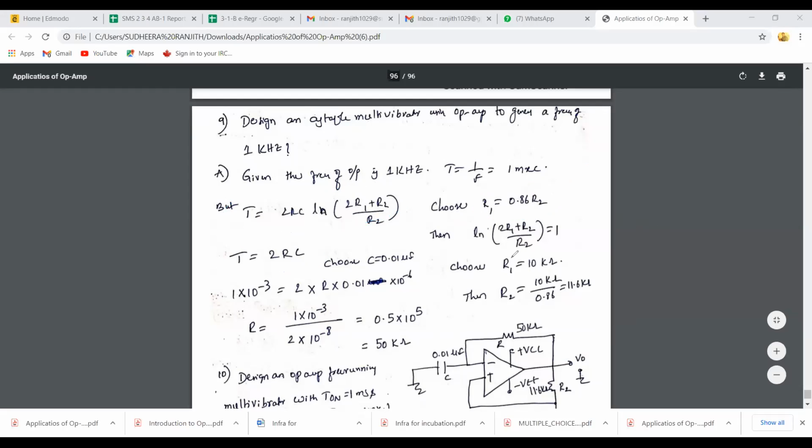సో ఇక్కడ నేను r1 ని 10 kilo ohms అని చూజ్ చేసుకున్నాను. దీని నుంచి నేను r2 క్యాలిక్యులేట్ చేయొచ్చా? r1 10 kilo ohms తీసుకుంటే, చేయొచ్చు. నేను చేస్తే ఎంత వచ్చింది మనకి? 11.6 kilo ohms. సో r1, r2 తెలిసిపోయాయి, సర్క్యూట్ లో కావాల్సినవి.